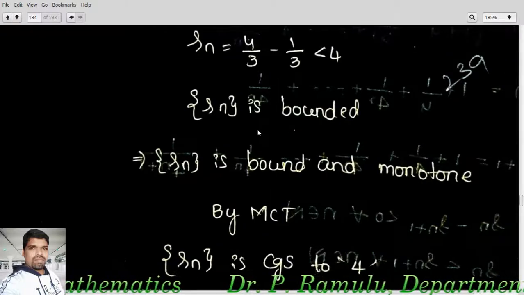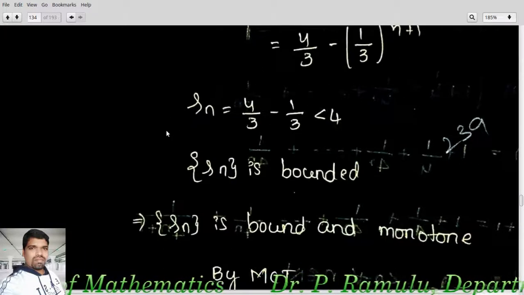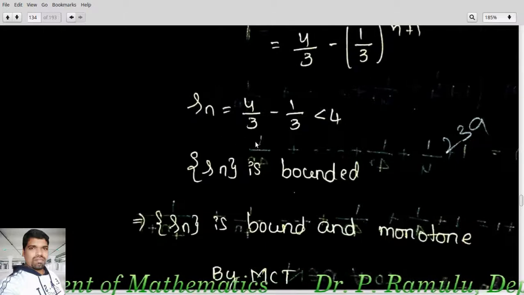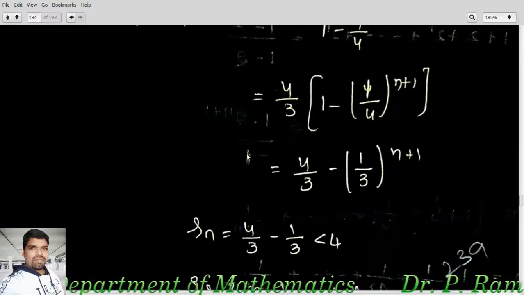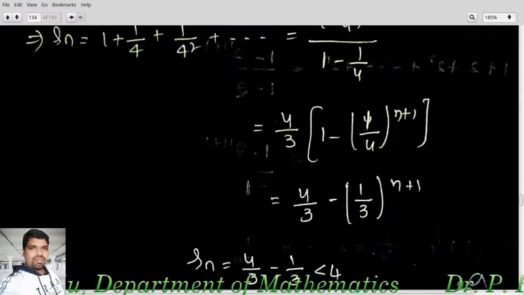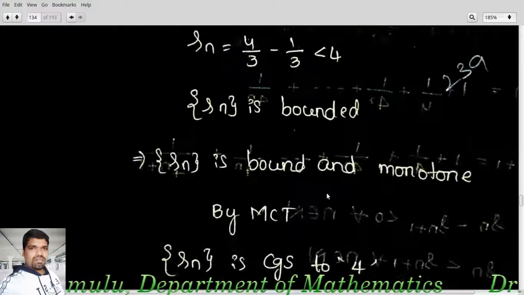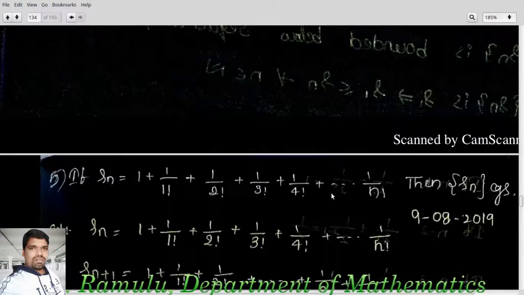Already you know that 5 by 4 is less than Sn, and Sn is less than 4 by 3. Sn is bounded and monotone, so it converges. So it converges to 4 by 3. Simply you can write it converges to this.